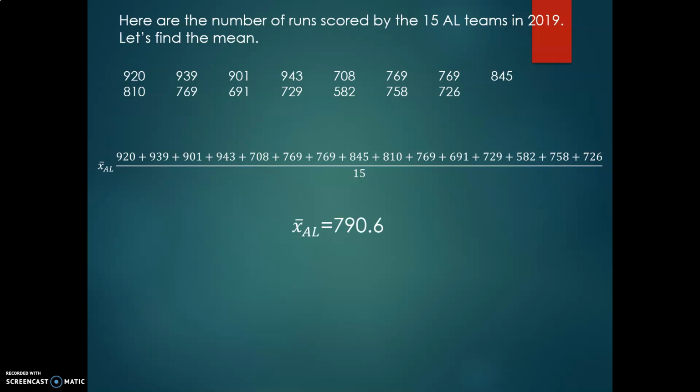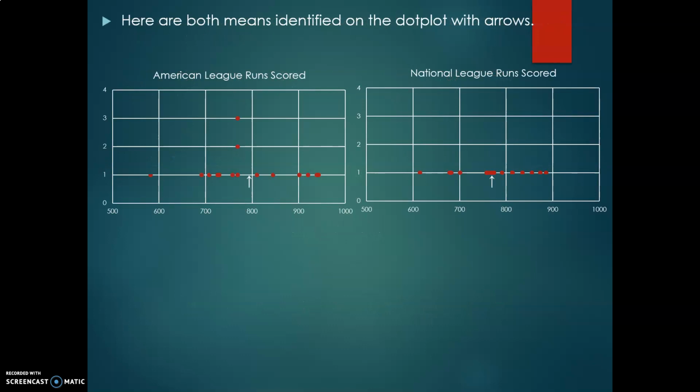Now, I also did it for the National League, and we got 773.9. So on first look at this data, it looks like the American League averages a larger amount, and therefore that they score more runs. But there's a lot more to look at than just that.